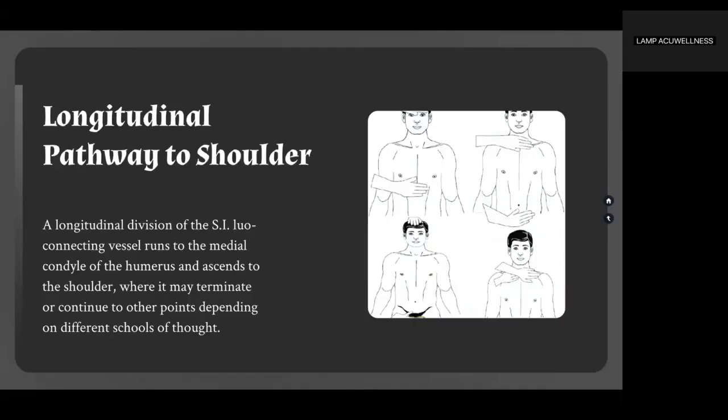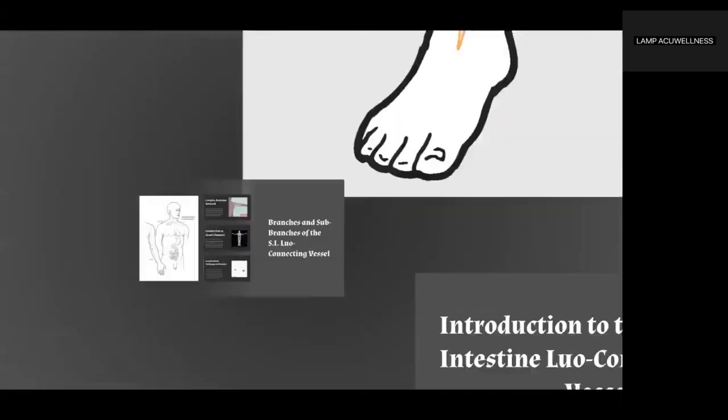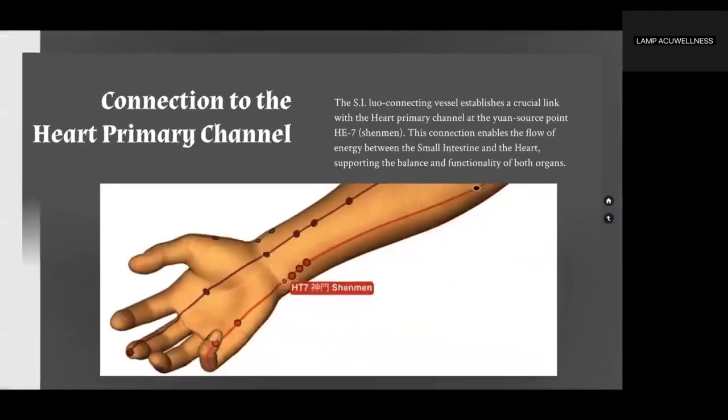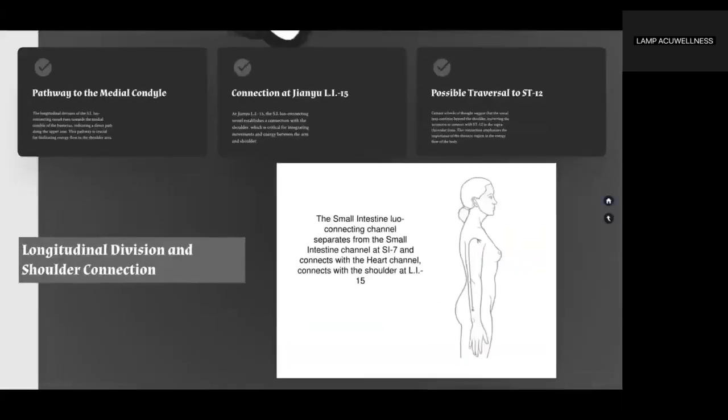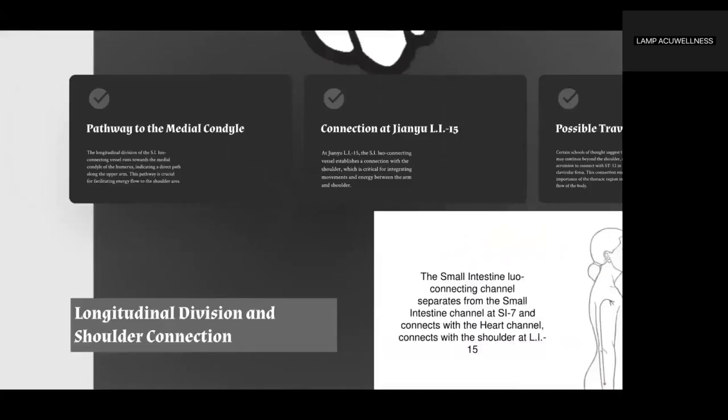ascends to the shoulder, where it may terminate or continue to other points, depending on different schools of thought. The SI Luo-Connecting Vessel establishes a crucial link within the heart primary channel at the Yin source point, heart 7. This connection enables the flow of energy between the small intestine and the heart, supporting the balance and functionality of both organs. Longitudinal division and shoulder connection.